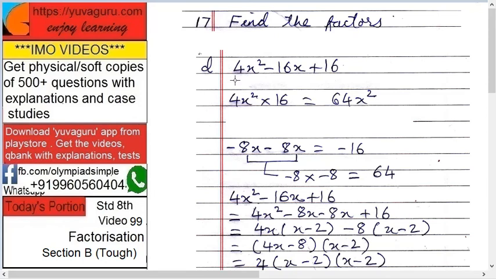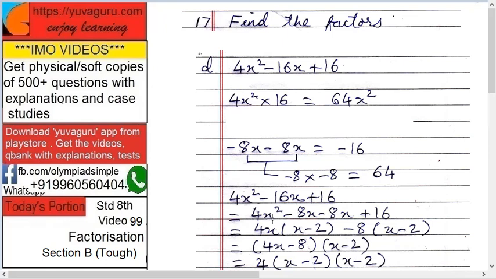Next, 4x square minus 16x plus 16. Okay, again see this, 2x the whole square and 4 square. So let's try. 4x square into 16, first and last, 64x square. Okay, and 16 is what? Now convert 64 into the number such that 16 will be the sum. So 8 and 8, minus 8x is 16x. So center middle condition satisfies. Minus 8 into minus 8 is 64.